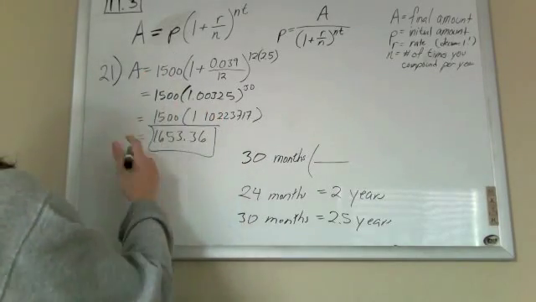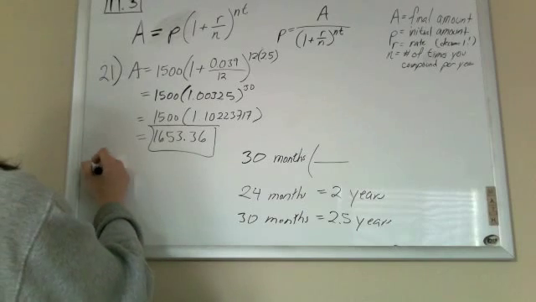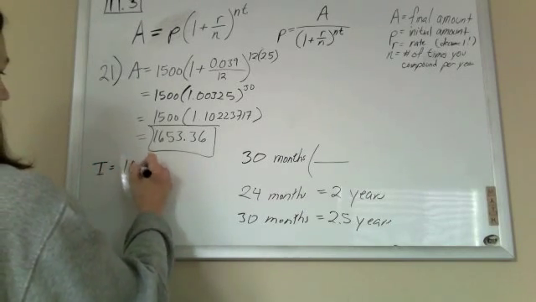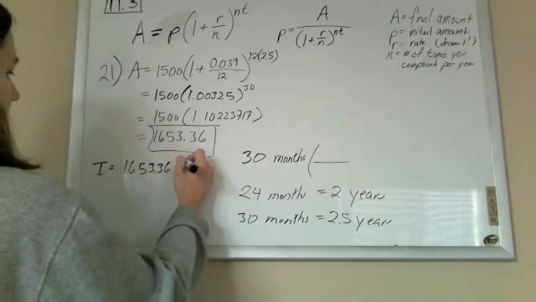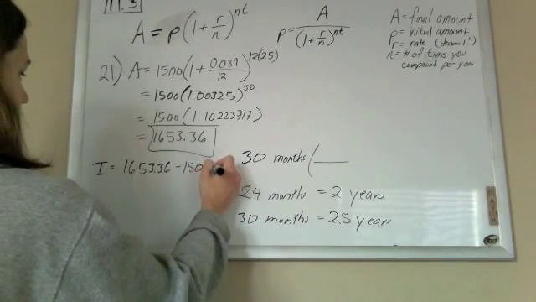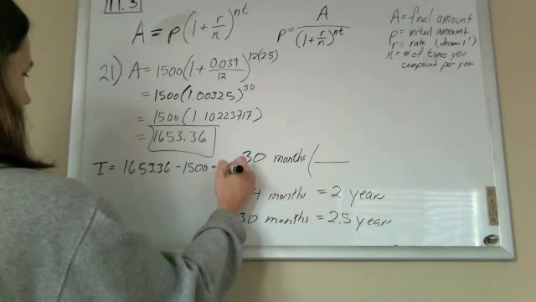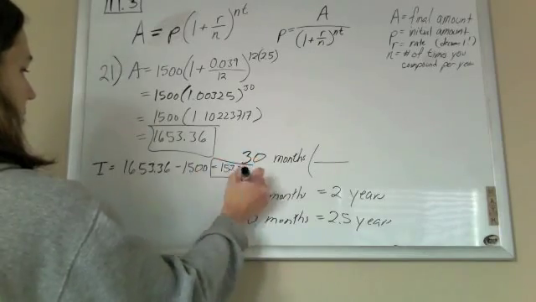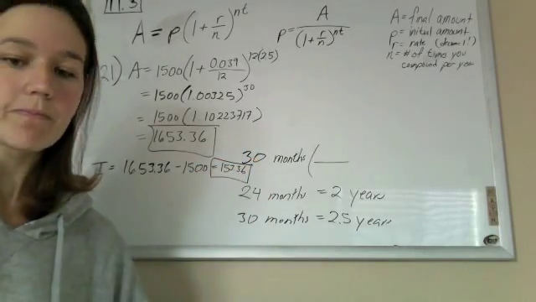Looks like they made a profit, or the interest they earned, if you care, 1653.36 minus their initial investment of $1,500 is $153.36. So not bad.